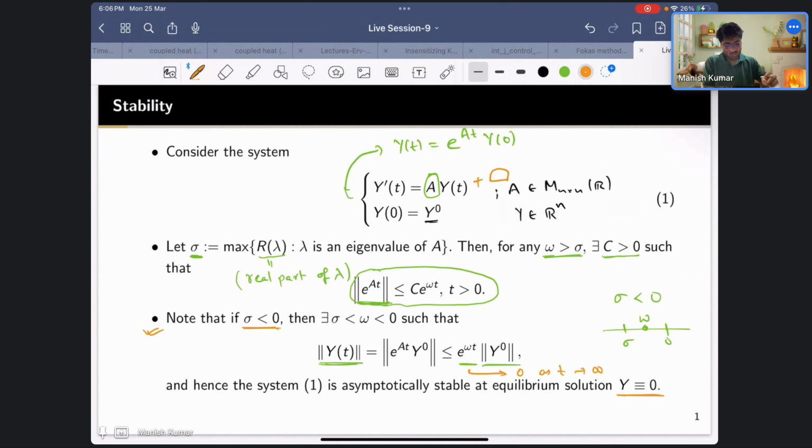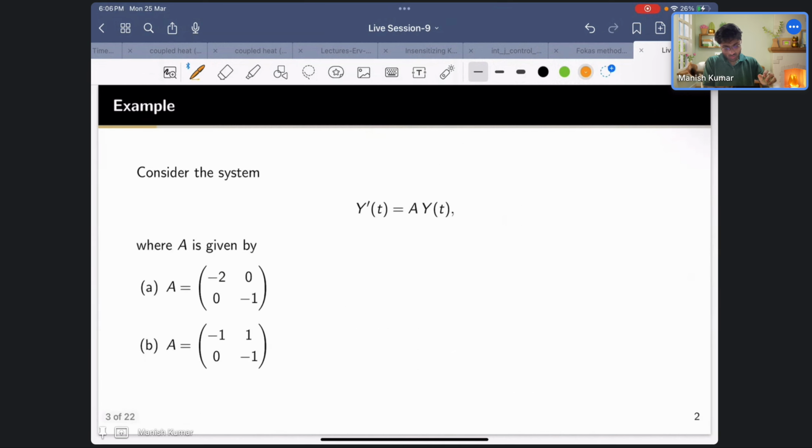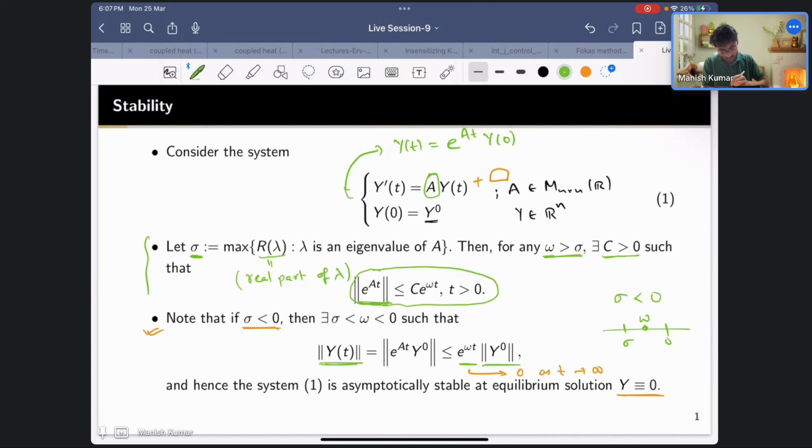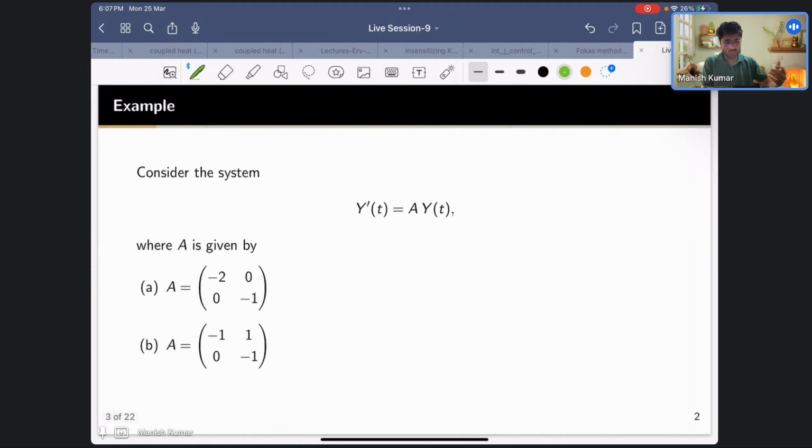Before going to that, let us see. I haven't proved how this estimate is true, but I'll try to show you using an example how this estimate can be expected. Then we'll come to stabilizability.